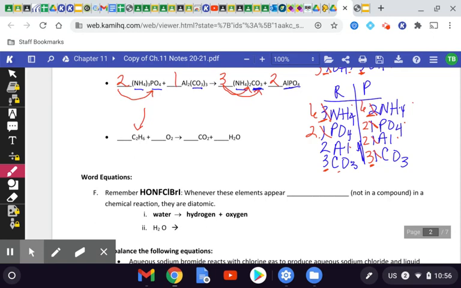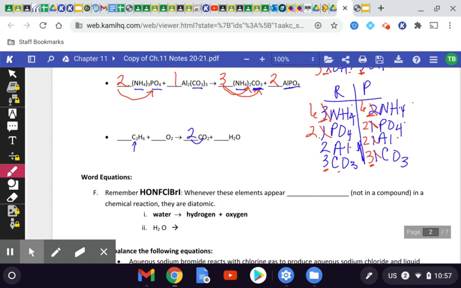So we don't need a reactants products chart for this problem. Okay, we're going to do it a little bit differently. So we're going to balance carbons first. So notice I have 2 carbons there. And that means I'm going to put a 2 in front of carbon dioxide. That now gives me 2 carbons there.